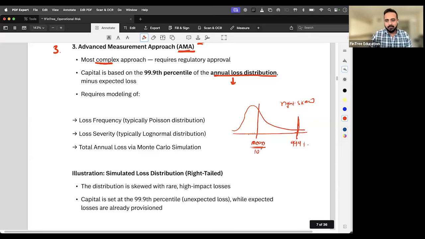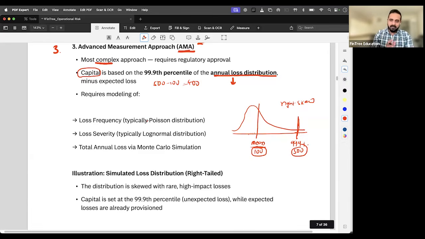Let's assume mean happens to be 100. Okay, the mean loss is 100. And let's assume this loss happens to be 500. Okay, so then what is your capital requirement here? Your capital requirement would be 500 minus 100, which is equal to 400. Okay, so I hope this gives you some sort of a sense of where this is coming from.